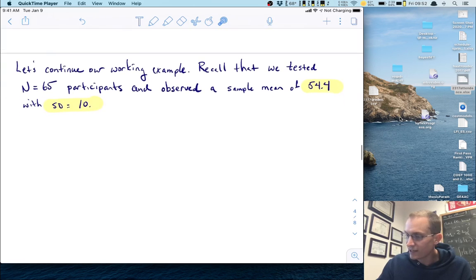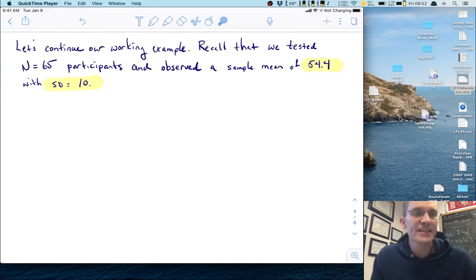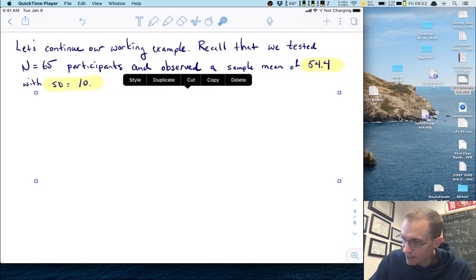So let's do our working example. Let's go back to it, and let's see how we use this notion of Bayesian hypothesis testing to solve this problem. Remember, our problem was we've got this test and we want to assess its efficacy. So we take a sample, and I don't think I mentioned this earlier, but let's say we had 65 participants. From those 65 participants, we observed a sample mean of 54.4 with an estimated standard deviation of 10. So how do we assess our models using these data?